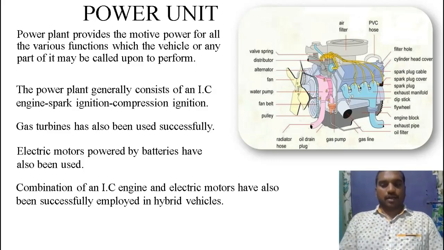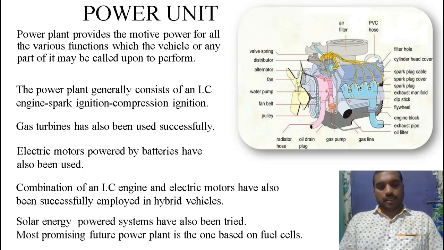Coming to the next one, solar energy powered systems are also being tried. Solar energy can be used as a power source to move the vehicle. Coming to the next point, the most promising future power plant is the one based on the fuel cell. There is more research going on into the fuel cell as a power unit to run the vehicle. For future generations, the fuel cell is the best option as a power unit.